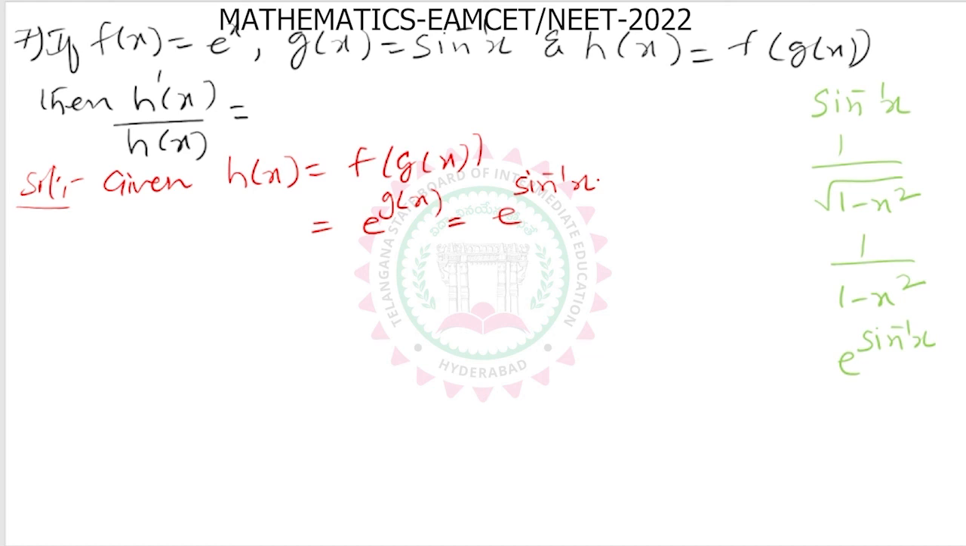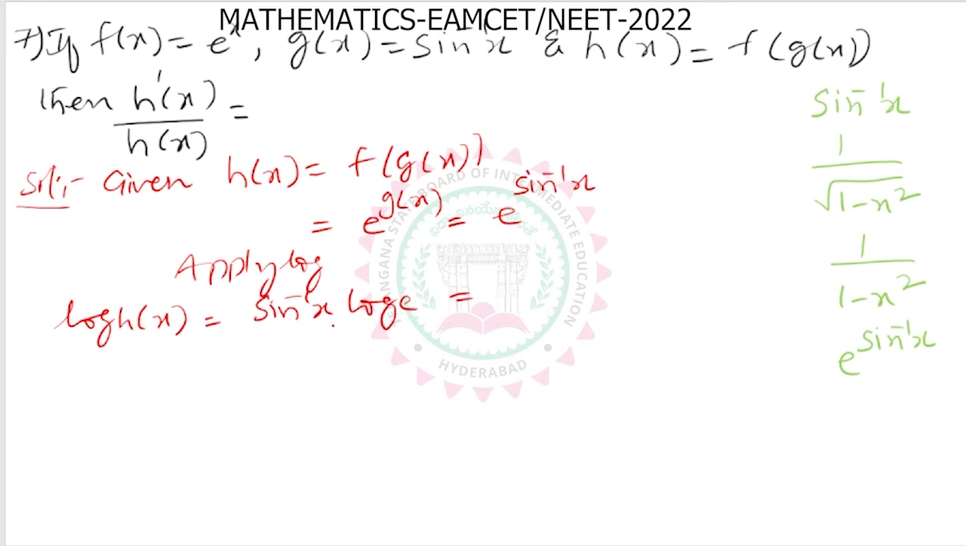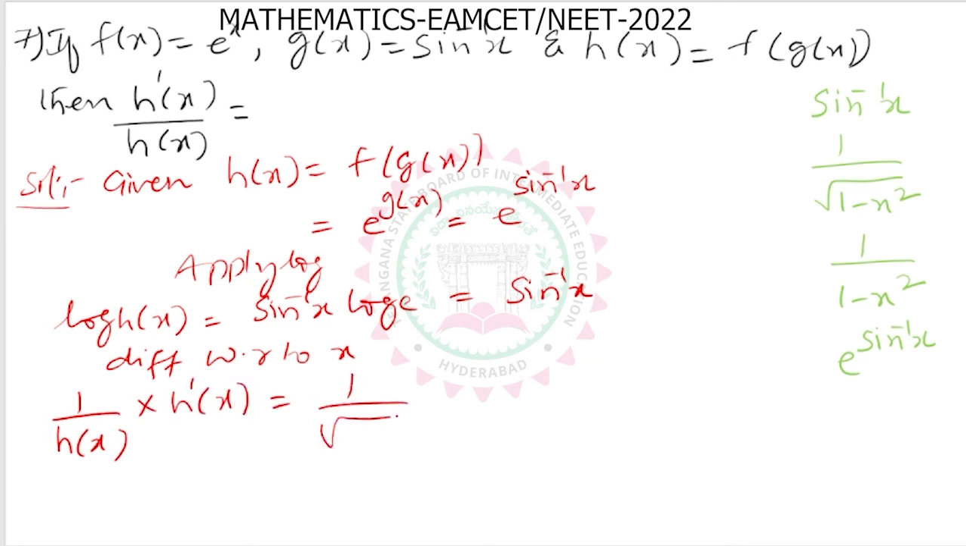Okay. Now if I apply log on both sides, this becomes log of h of x is equal to, directly I am writing, log e power of sin inverse x will give me sin inverse x into log e. We know that log e is equal to 1. Therefore, it is nothing but only sin inverse x. Now if I differentiate this, differentiating with respect to x, log of something, 1 by that thing, into derivative of this thing, that is h dash x, is equal to derivative of sin inverse x, which is 1 by root of 1 minus x square. So what is my answer? 1 by root of 1 minus x square. So that is the second option. Okay.